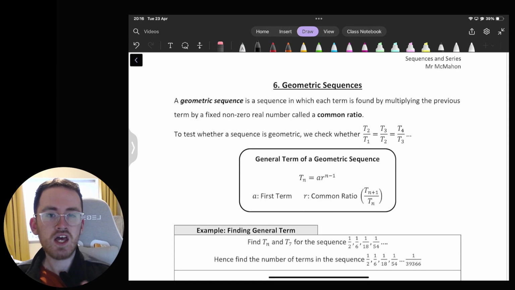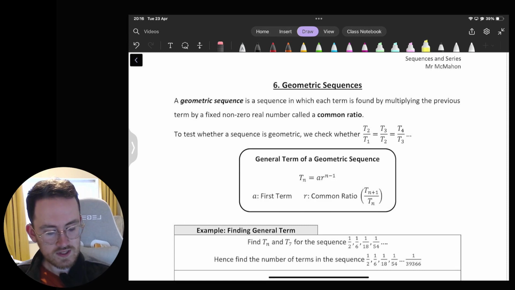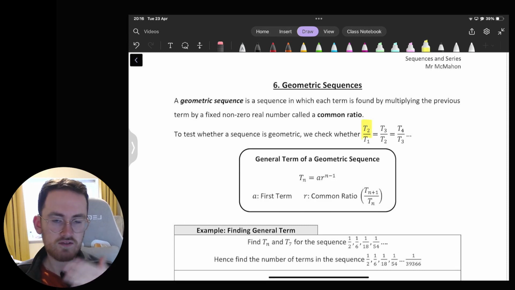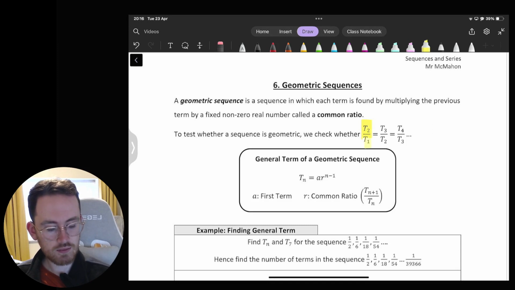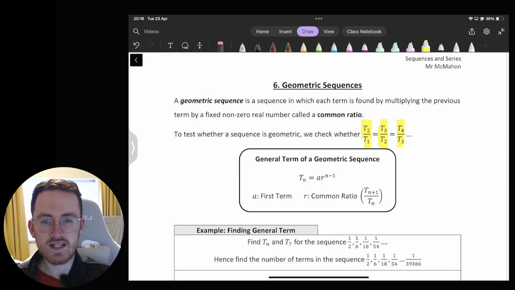To test whether a sequence is geometric, we simply take a term in my sequence and divide it by the previous term. What we want to show is that for any term we pick, we get the same result. So if I pick t4 over t3, that's the same as t2 over t1. They don't even have to be consecutive. That ratio should be common across my sequence altogether.